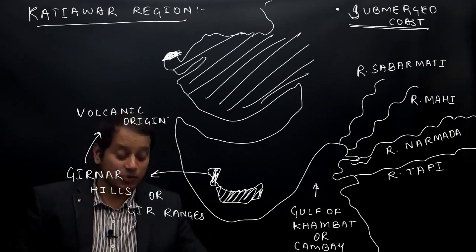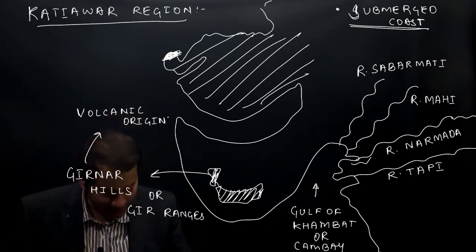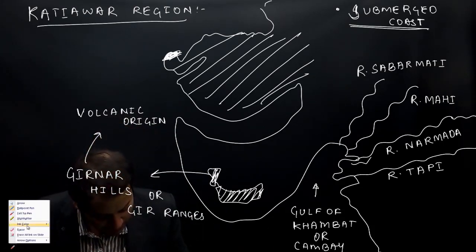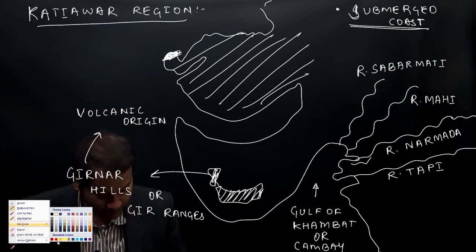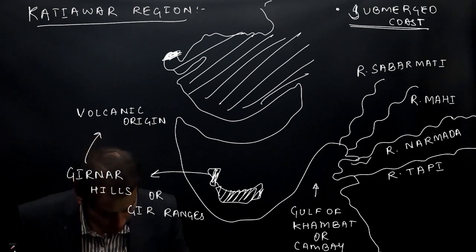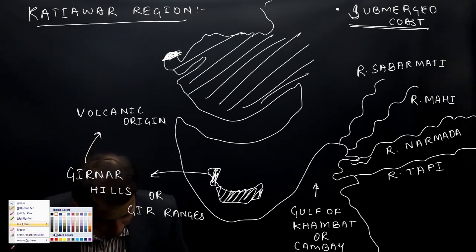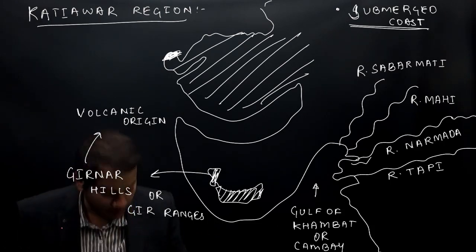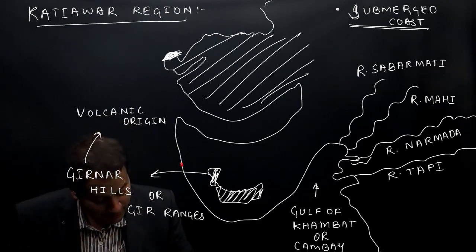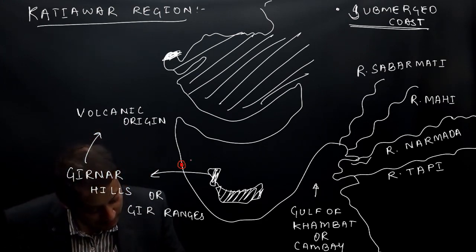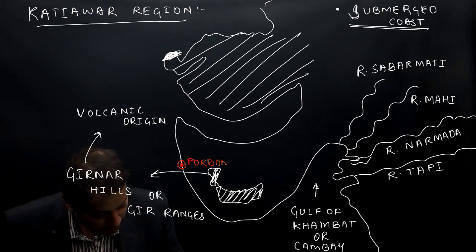Now, let us do some of the political map. Open your political map. We will do some of the important towns, important ports here. The first and the most important port here is Porbandar. If they ask you in which region Porbandar is located, Porbandar is located here. Porbandar is an important port.